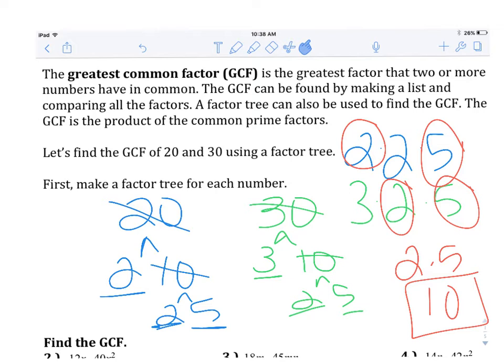Could you have done this and found 10 without doing a factor tree? Yes. If that works for you, then you do that instead. But I know sometimes people struggle with this, so having many options is very helpful.